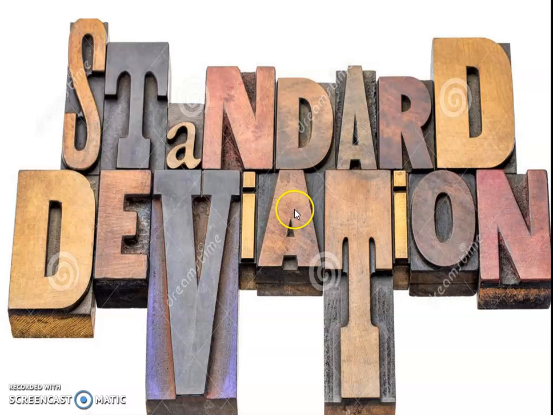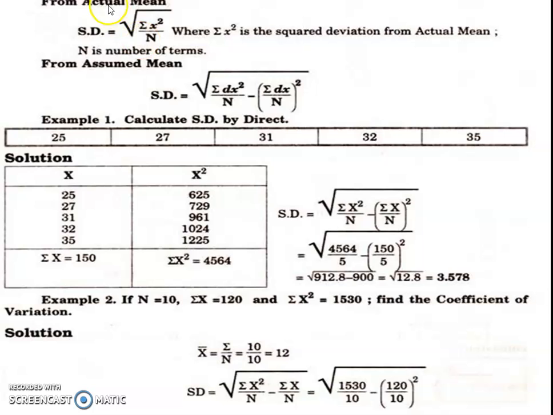Statistics is our unit number 5, chapter number 8: Standard deviation. We continue this topic from the last lecture. From the actual mean, standard deviation is the square root of summation x square upon n, where x is the deviation from the actual mean and n is the number of terms. From the assumed mean, standard deviation is the square root of summation dx square upon n minus bracket summation dx upon n whole bracket square, where d is the deviation from the assumed mean.